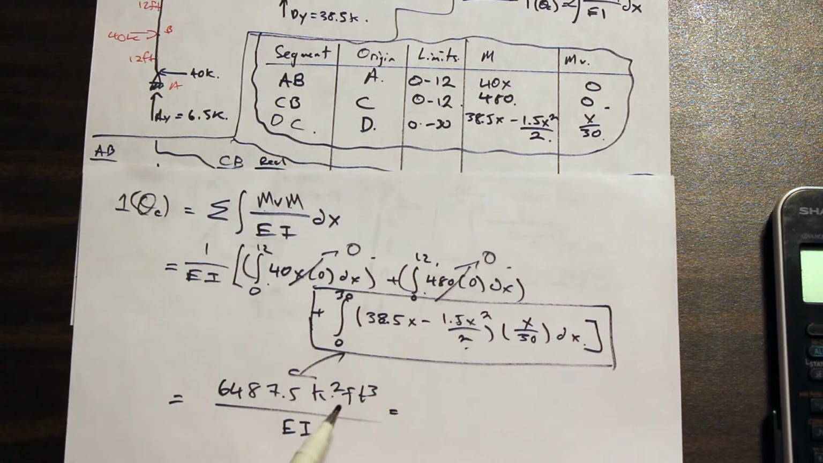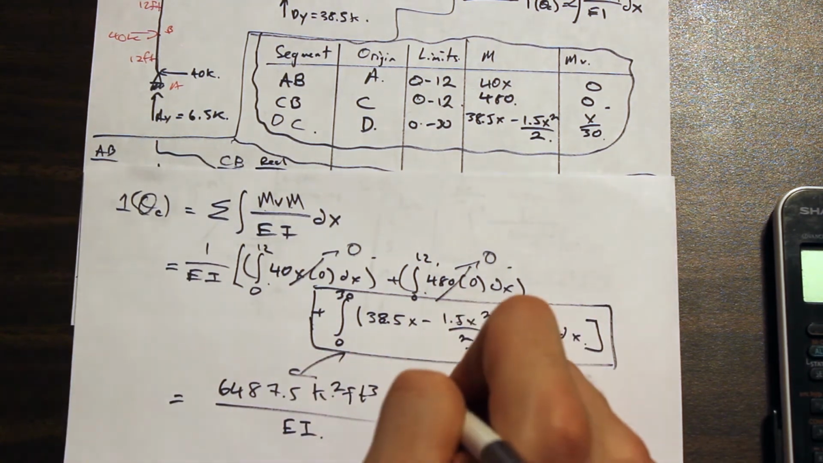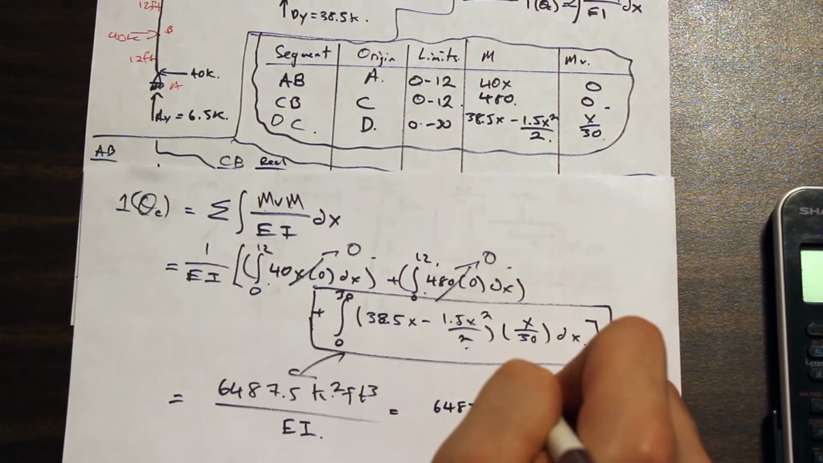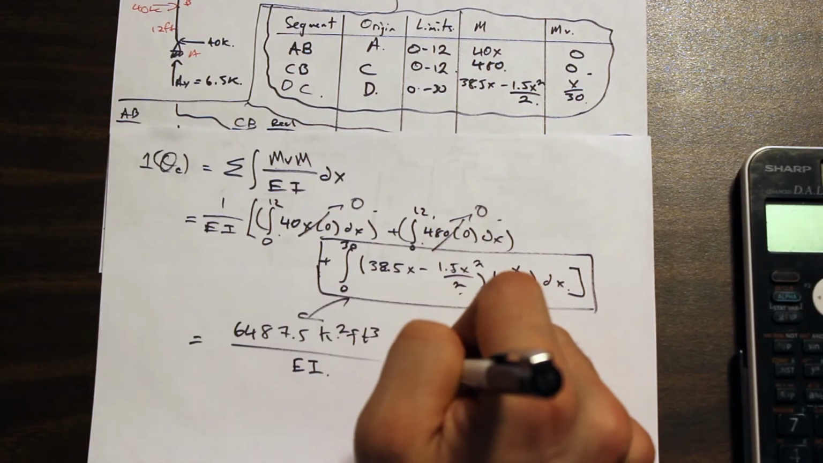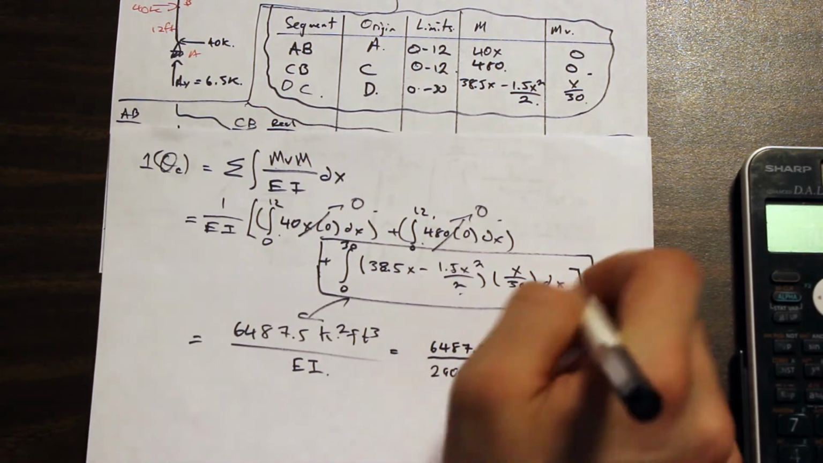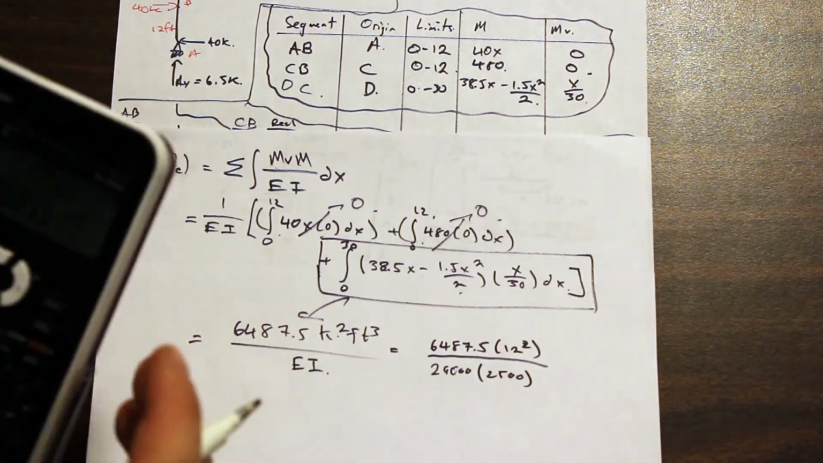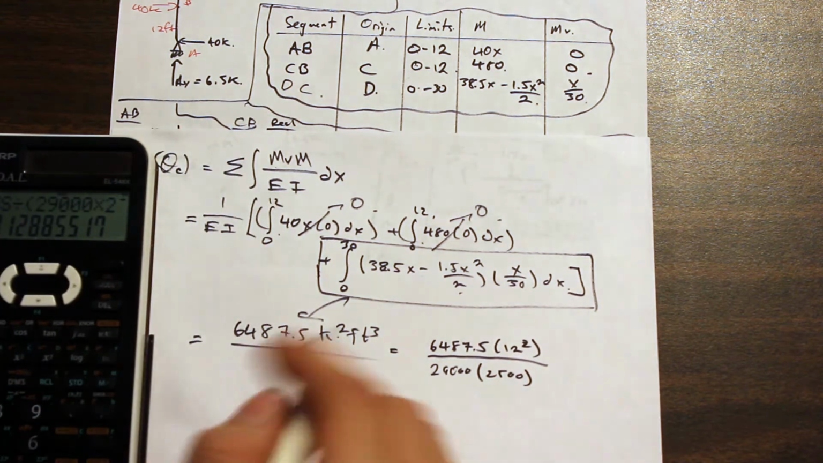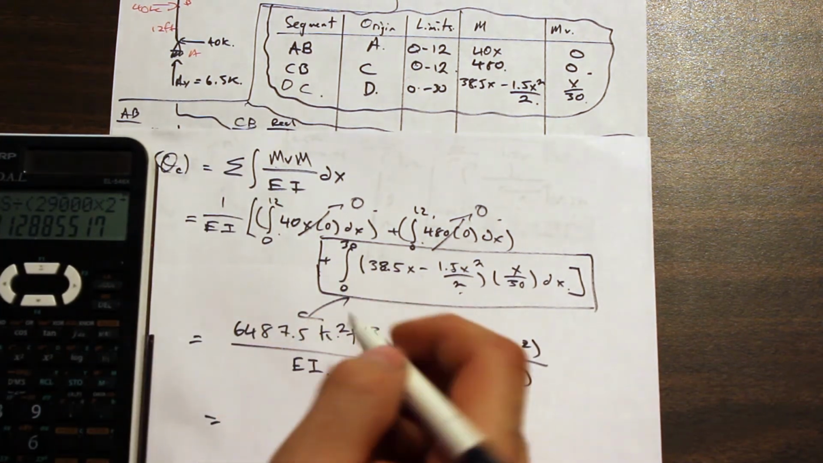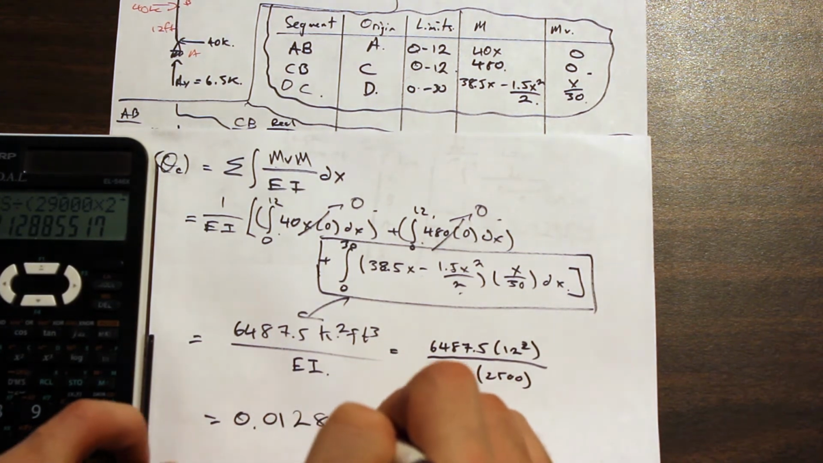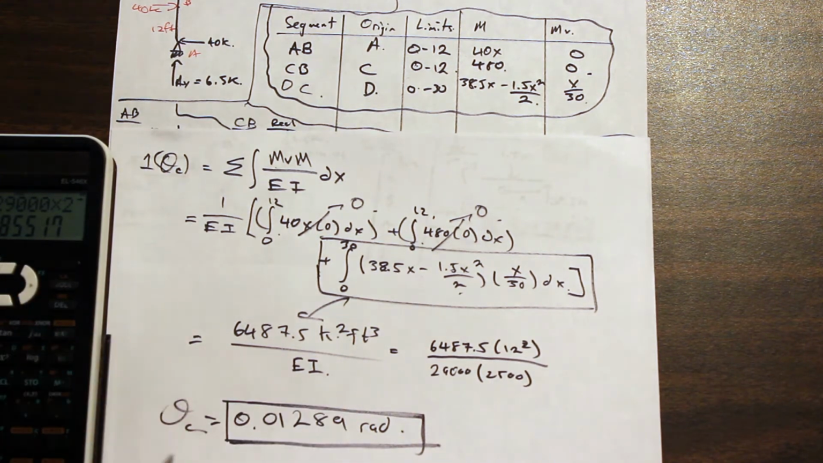We can go ahead and convert this to inches. How we do that is we're just going to multiply the top of the equation by 12 squared. So it's good to know these units just so you know how to do that. So let's write out this step. That's going to be multiplied by 12 squared, which converts us to inches. And we are just going to plug this in here times 2,500. If we put that in our calculator, we are going to get a rotation of 0.01289 radian. The rotation at C.